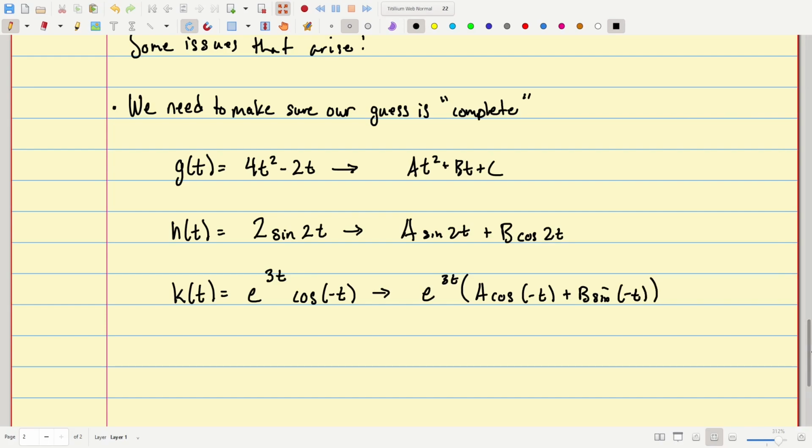So it's the same kind of thing. And of course, you can write it as a times e to the 3t cosine plus b e to the 3t times sine. That's fine. I just prefer to write it this way.